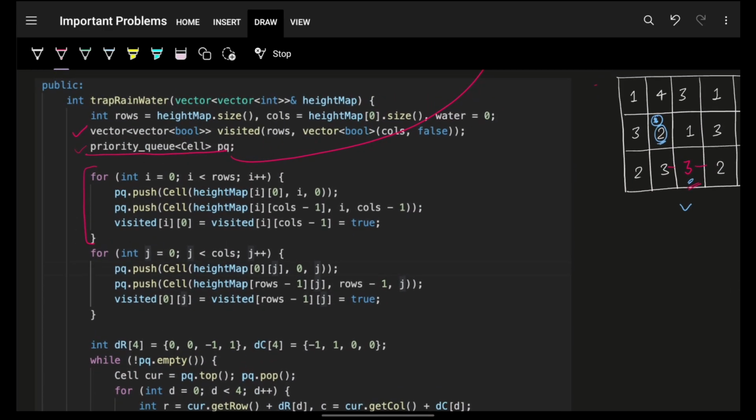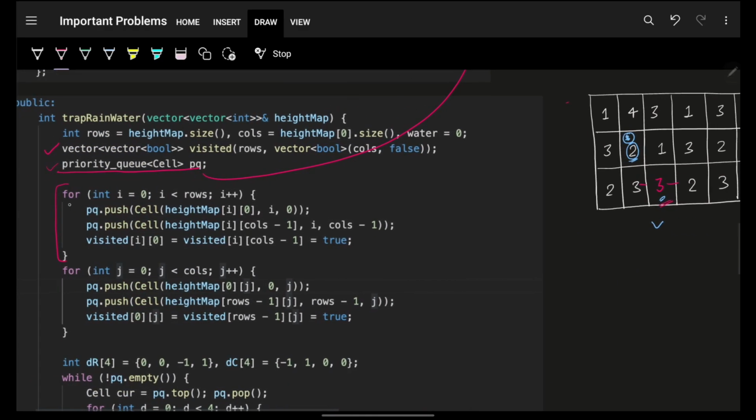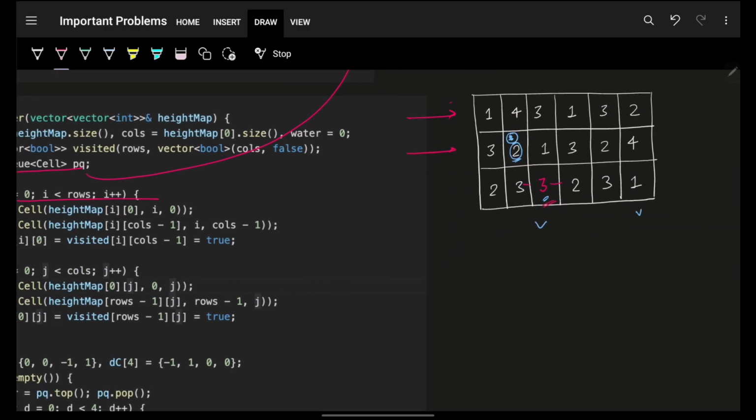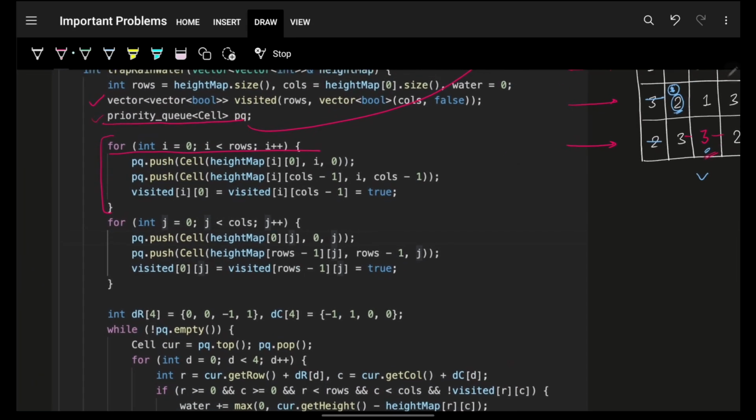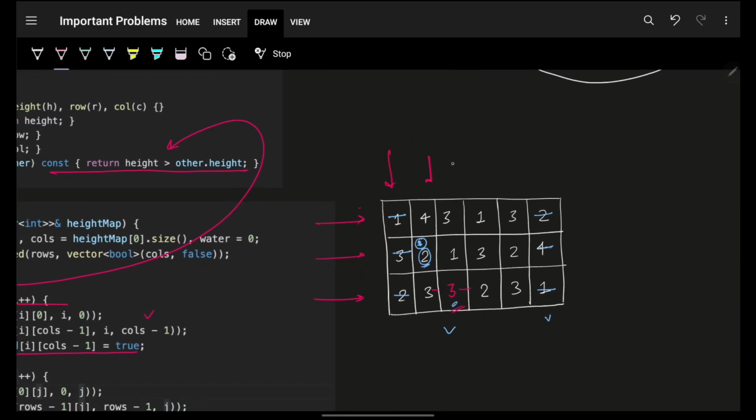Then I pushed up all the elements which are these. As you can see, I go to all the rows. I will push up these rows in my visited, and also in my priority queue I will put all these elements, because I told you I will start off traversal from the corner elements. So I put them in the priority queue and I also visited them. Same way I will do it for the columns. For all these, I will put them in the priority queue and also in my visited.